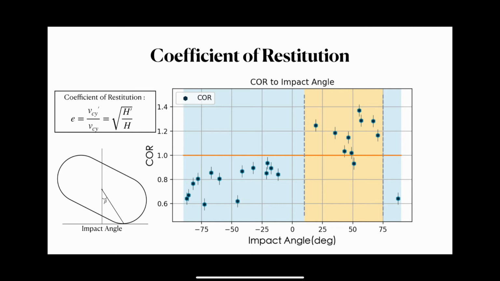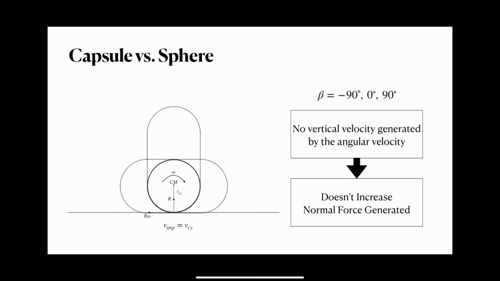our theory. And this can also explain why a capsule and a sphere have different rebounding motions. Because for a sphere, the angular velocity always creates a velocity component in the horizontal direction, and therefore it cannot generate a greater normal force.